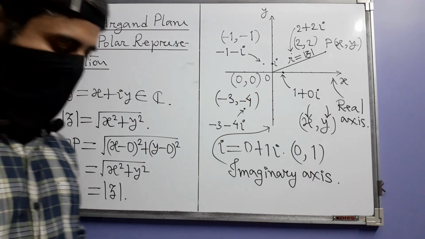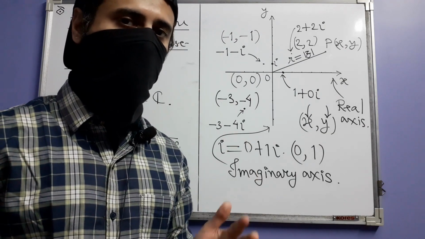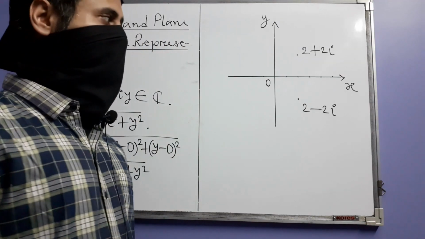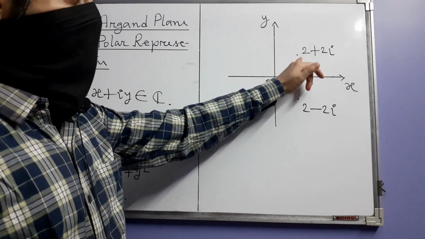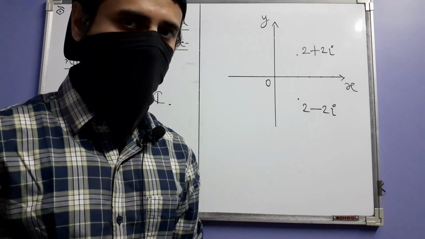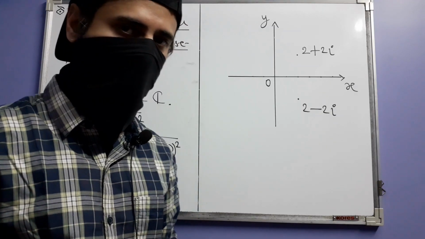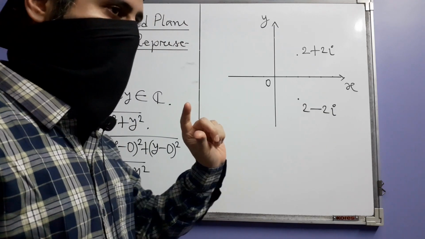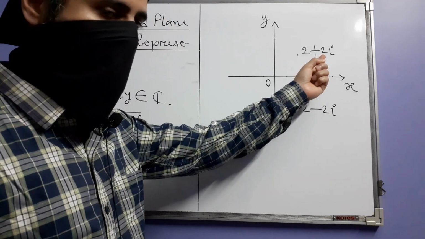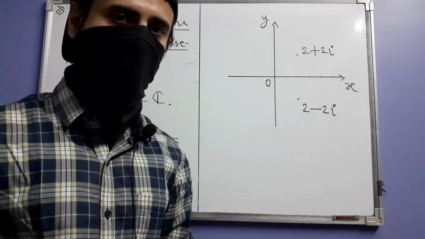Let us next see what geometric interpretation we can give for the complex conjugate of a complex number. Say our complex number is 2 plus 2i. Then what is its complex conjugate? 2 minus 2i. To form the complex conjugate, we change the sign of the imaginary part. Here the imaginary part is 2, we make that minus 2. So that way we get the complex conjugate 2 minus 2i.